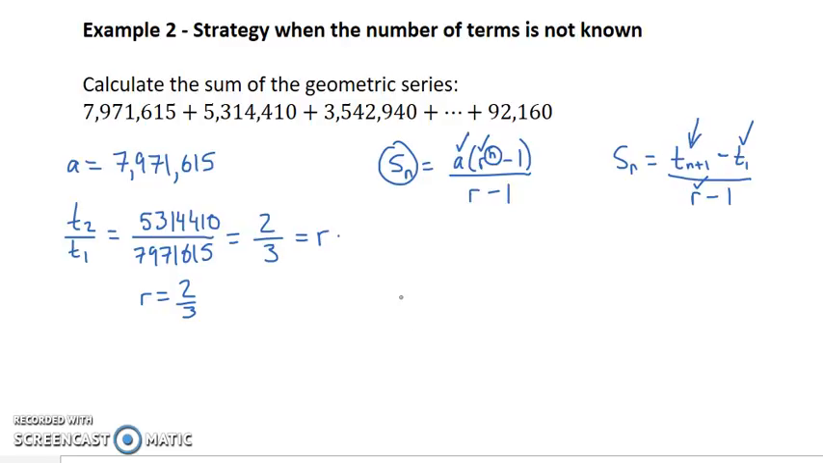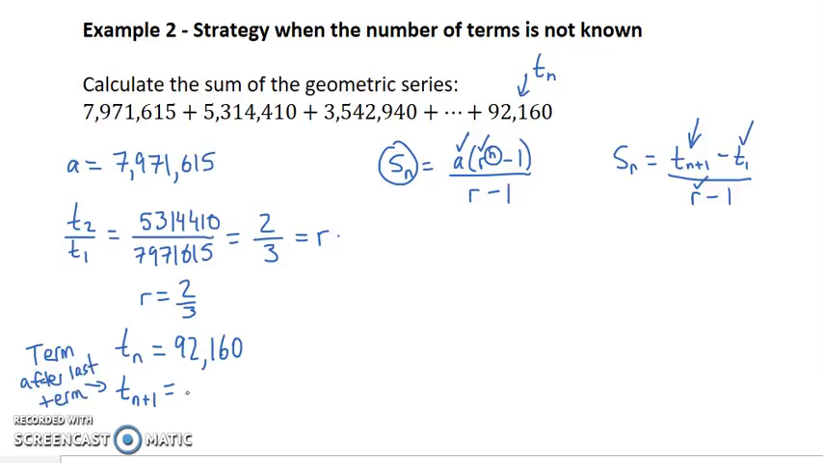And here's how. We know what the last value is. This is Tn. But Tn is equal to 92,160. We also know that R is 2/3. So T of n plus 1, which means the last or the term after the last term, that must be 92,160 times 2/3. Well, you'd be absolutely correct. It's 61,440. And so we can now use the second equation even though we don't know how many terms are in the sequence.